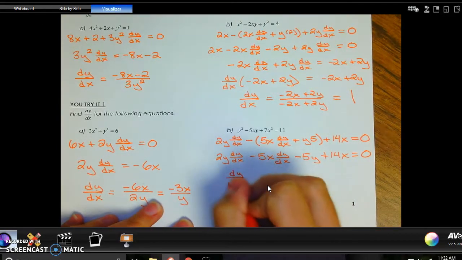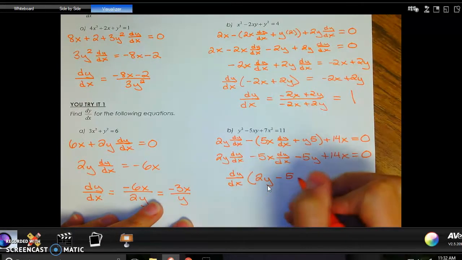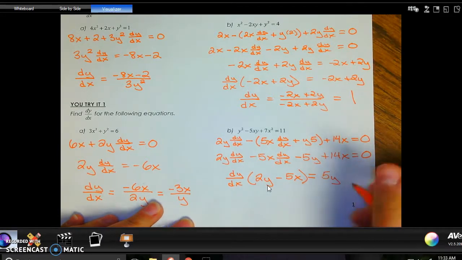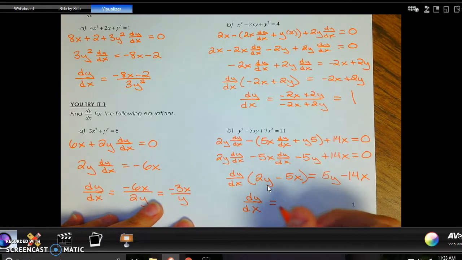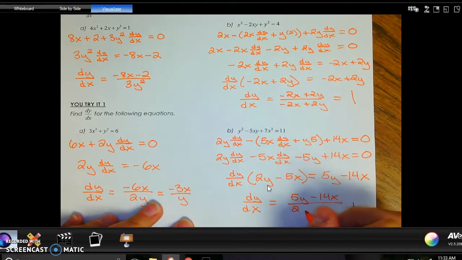So I'm taking out the dy dx from these two terms, so I get a 2y minus 5x equals, and then I'm going to move these two to the other side, so it'll be a positive 5y and a negative 14x. And again, my goal is to get dy dx by itself. So dy dx equals, so my final answer is 5y minus 14x over 2y minus 5x.